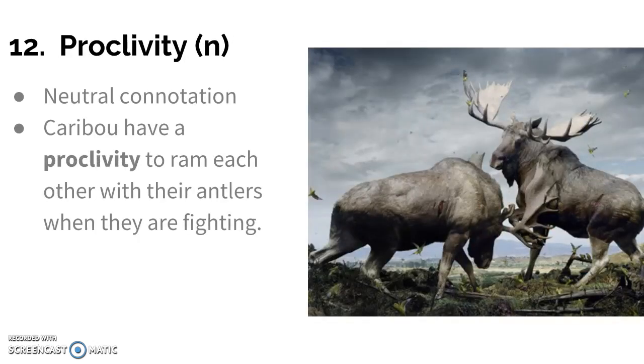Number 12 is proclivity, which is a noun. The definition for proclivity is a natural inclination or tendency to do something. So you just kind of naturally are inclined to do it, or you naturally have a tendency to do something. This has a neutral connotation. For our example in the picture, I have a sentence that says, caribou have a proclivity to ram each other with their antlers when they are fighting. So the idea here is that they kind of naturally have this tendency to butt into the other person with their antlers, and that would be a proclivity that they have.